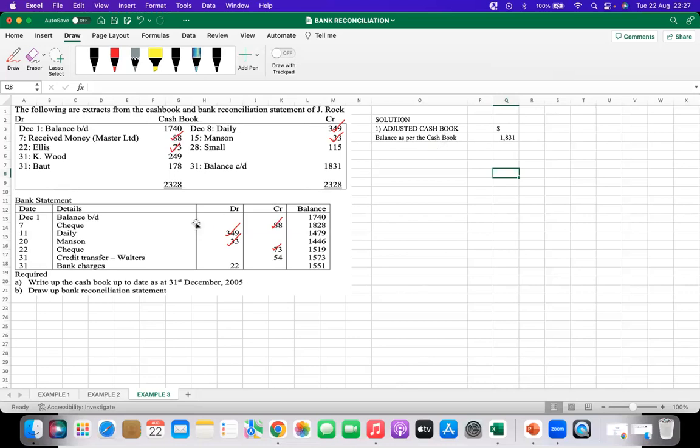And then we go to the bank statement. Any item on the debit side of the bank statement, we credit it in the cash book, and any item on the credit side, we debit it. Let's look at the first one, which is a credit. 54 is a credit. What was missing, 54? It's a credit transfer. So in the cash book, it's a debit because it's a credit in the bank statement. Credit transfer.